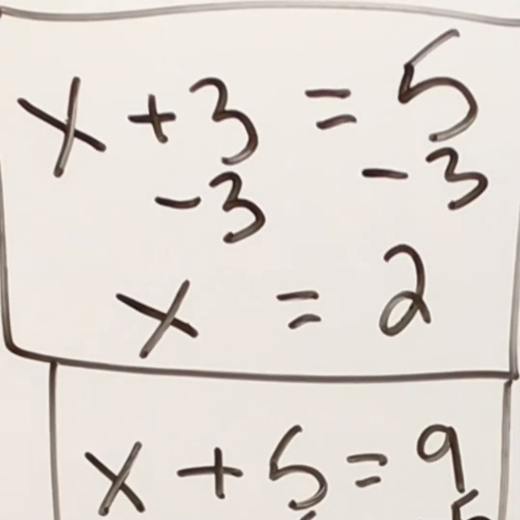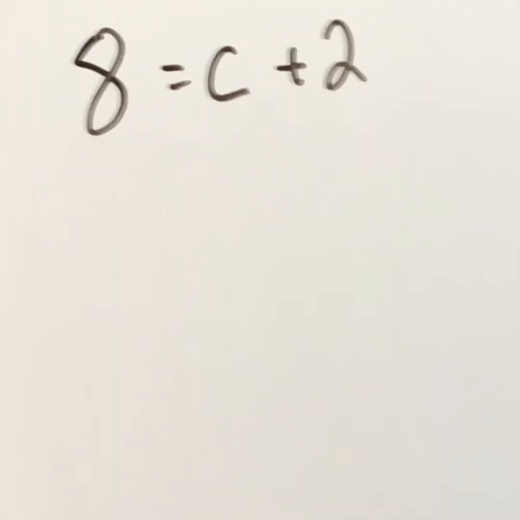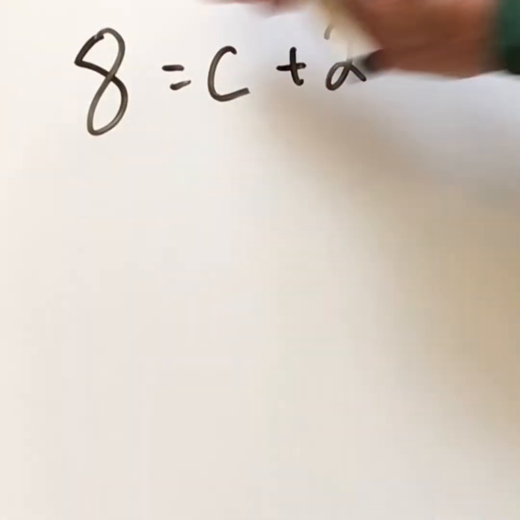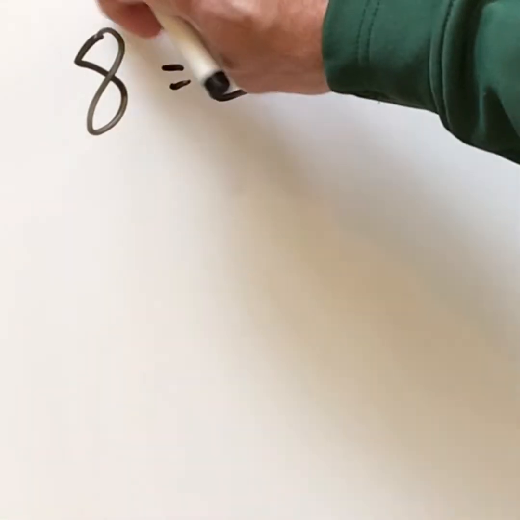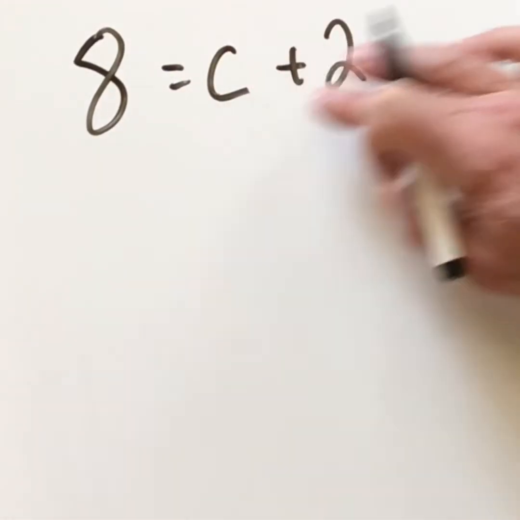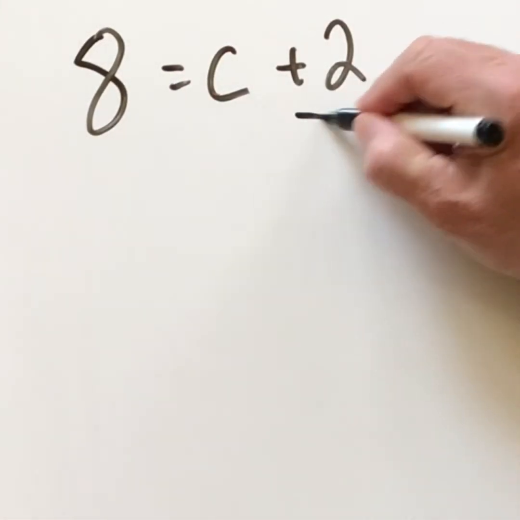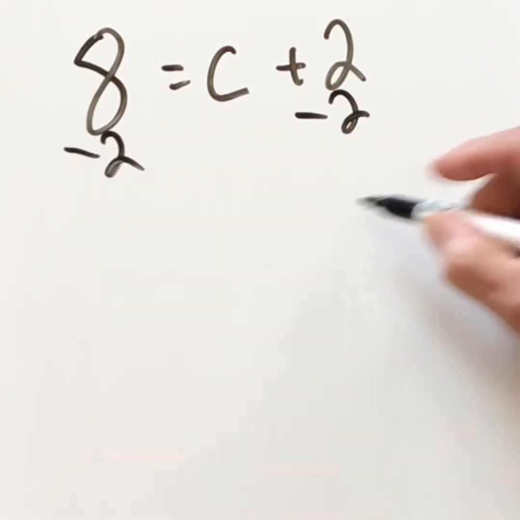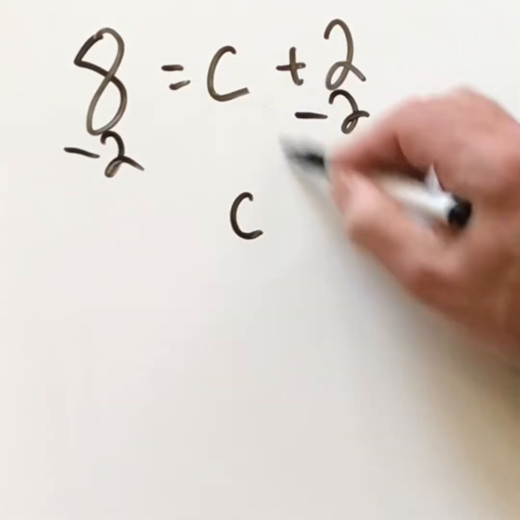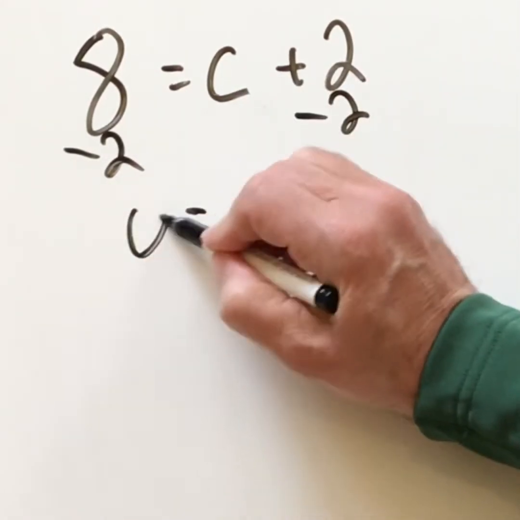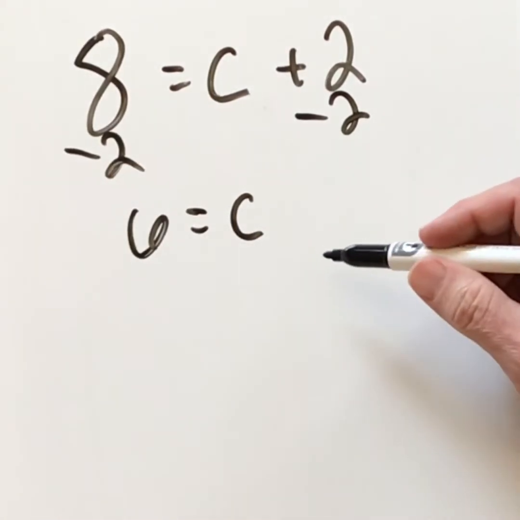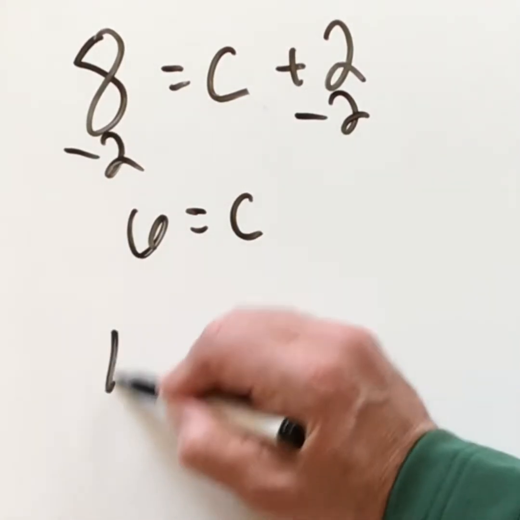Can you have a question where 8 equals c plus 2? Yeah, it doesn't matter which side of the equal sign it is. They both just have to be the same. So c plus 2, I need to get rid of this 2. I'll subtract 2. Subtract 2 from that side. I get c by itself because that's equal 0. And that's 6. 6 equals c. Perfectly fine to do it that way.